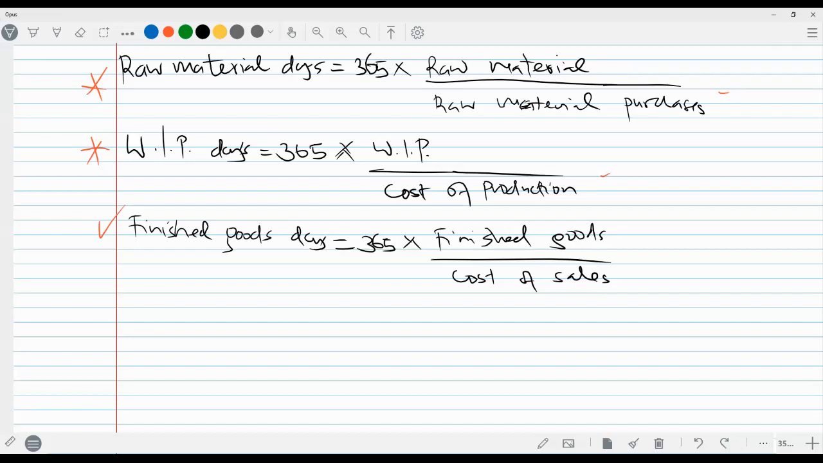Okay, Sarah, you had a question. Yes, I have a question. What's the difference between the raw material and the raw material purchases? Oh, what's the difference? Okay. Now, let me just have a simple example, just to explain this point.